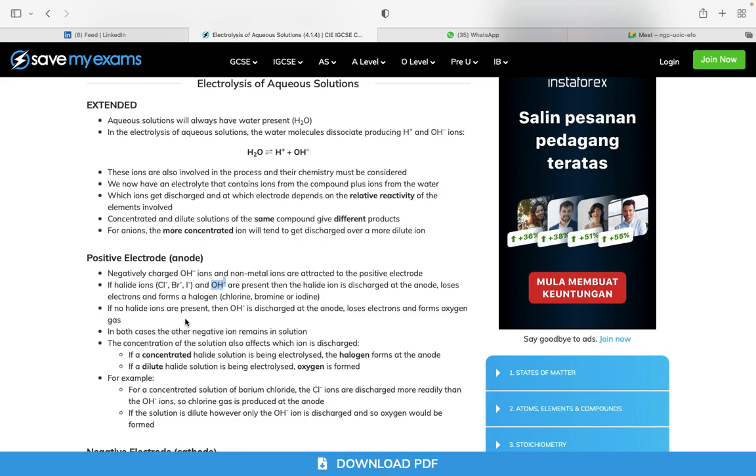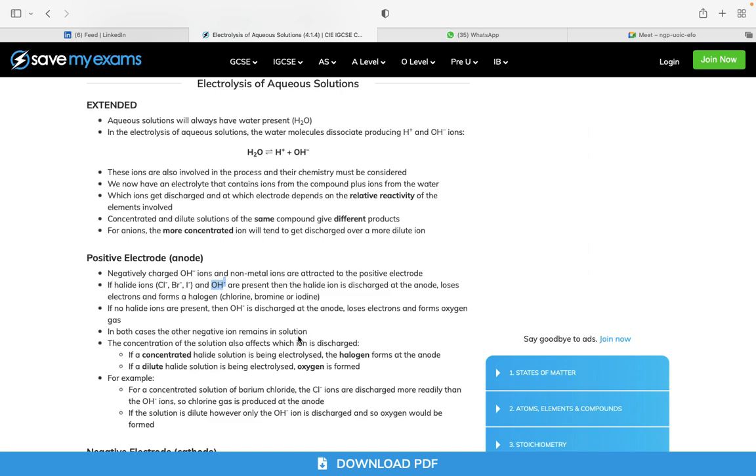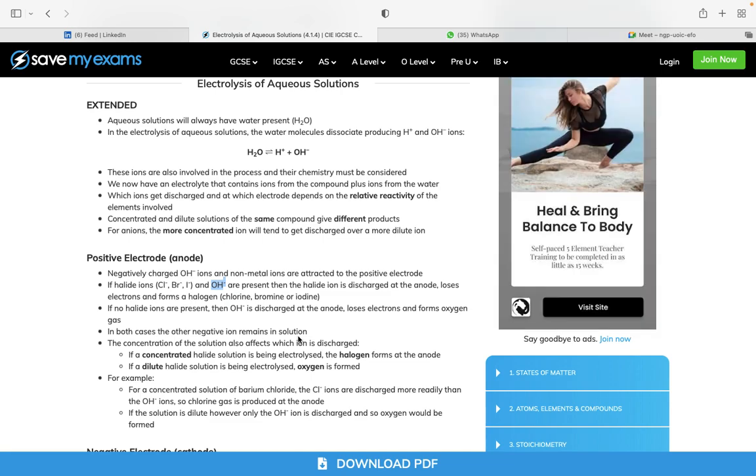We say if no halides are present, then the OH ion will be discharged. Okay. Now, in both cases, the other negative ion remains in solution. Right? If there's any other negative ion, they will remain in solution. Now, if a concentrated halide solution is being electrolyzed, then the halogen forms at the anode. Now, if a dilute halide solution is being electrolyzed, oxygen forms at the anode. You need to take note of these two concepts.